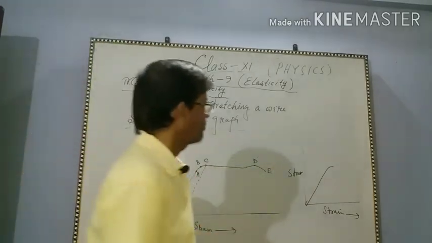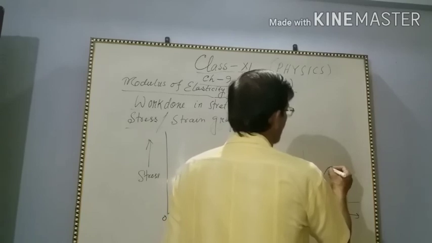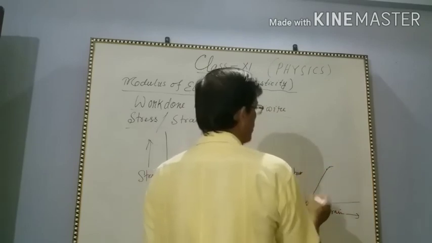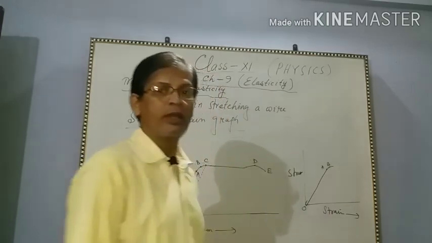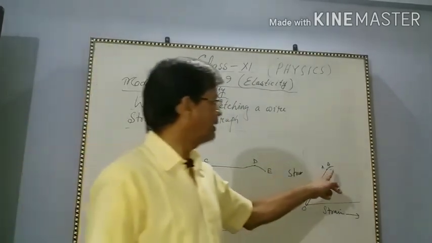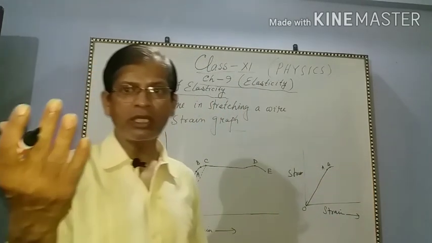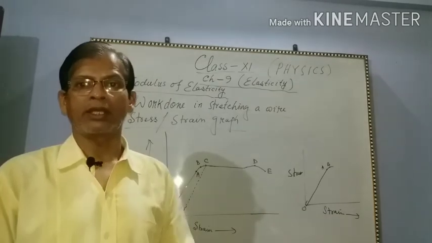It is seen that up to this it follows Hooke's law. Up to this it is the elastic region, and then the plastic region is very small. So after crossing the elastic region, it will break.